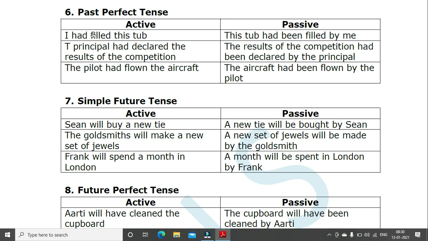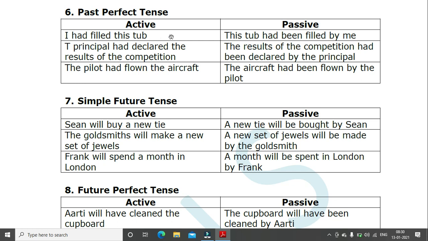The principal. Okay, I have omitted THE, so please write it over here. The principal had declared the results of the competition. So what did he do? Had declared. So who declared? The principal. What did he declare? The results of the competition. This is the whole thing, the results of the competition. So you start with this. The results of the competition had been declared by the principal.